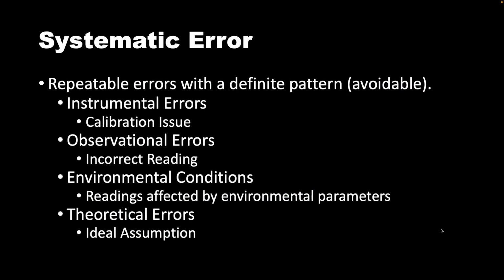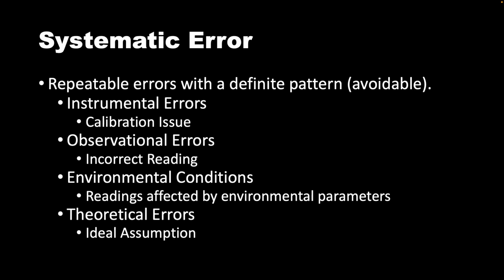So at first, systematic error. Systematic error is the error that occurs due to the measurement instrument. These types of error are also called repeatable errors. They have a definite pattern which can be avoided. There are various causes of systematic error: instrumental error, observational error, environmental conditions, and theoretical errors.